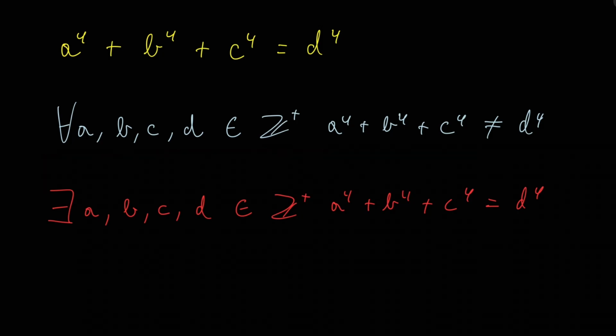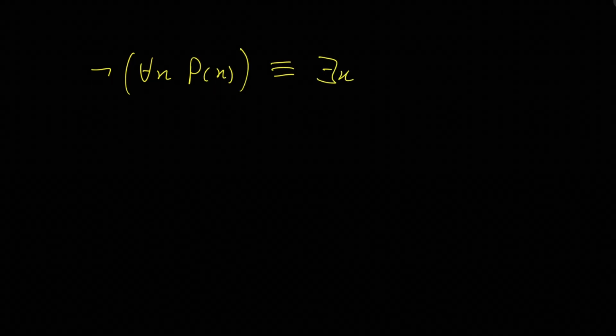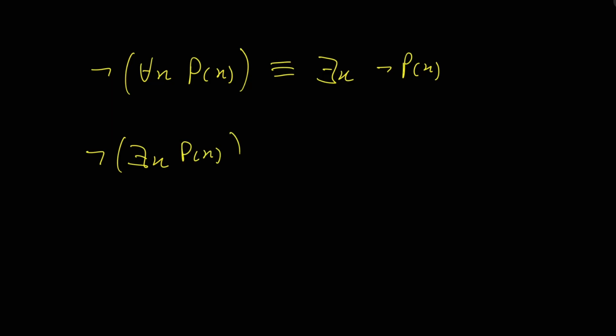And that brings us to an important rule. The negation of a universal statement is an existential one, and the opposite is also true. So we can say that not for all x, p of x is logically equivalent to there exists x such that not p of x. And also not there exists x such that p of x is logically equivalent to for all x, not p of x. Understanding how to switch between these two is a very powerful tool in logic.